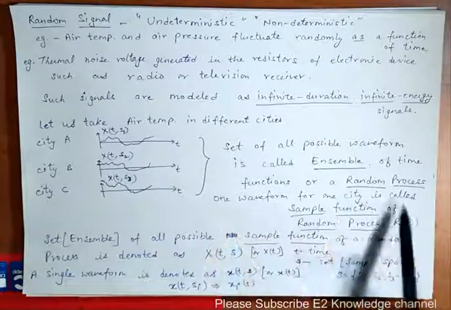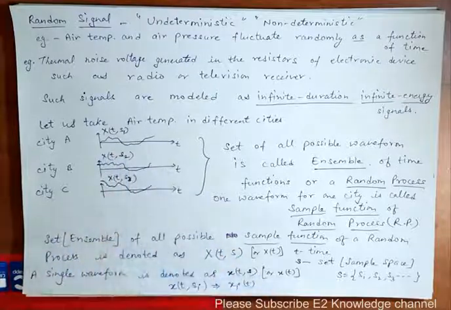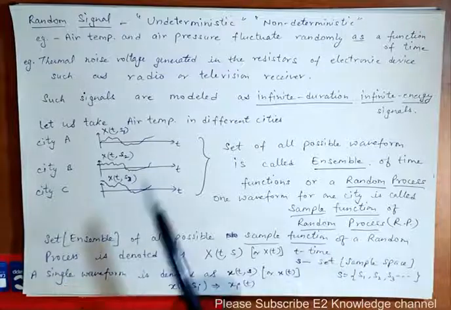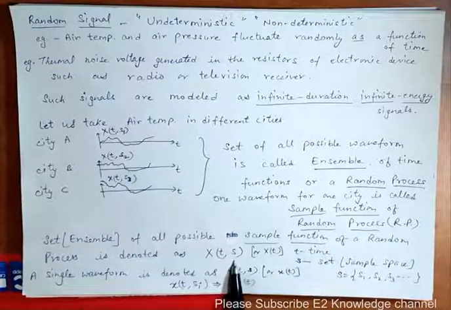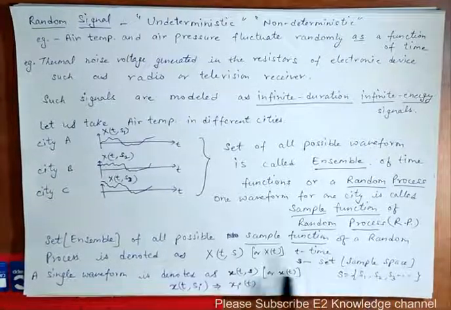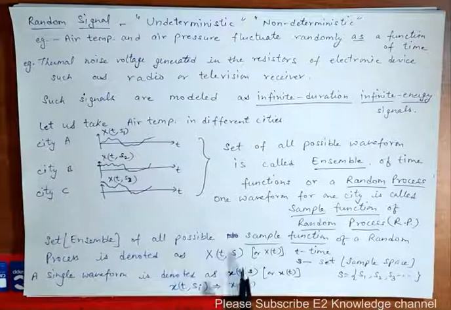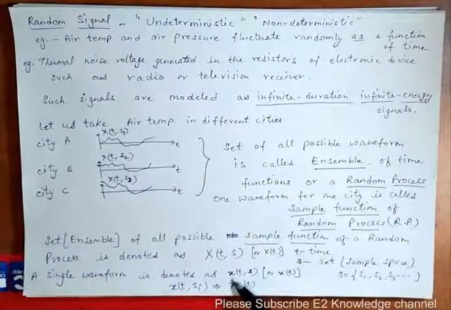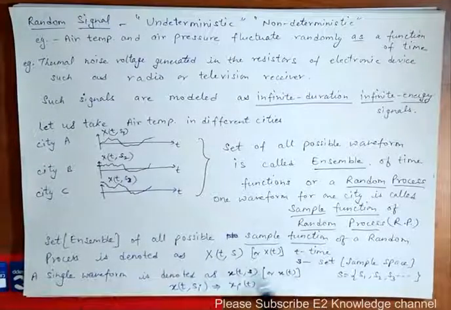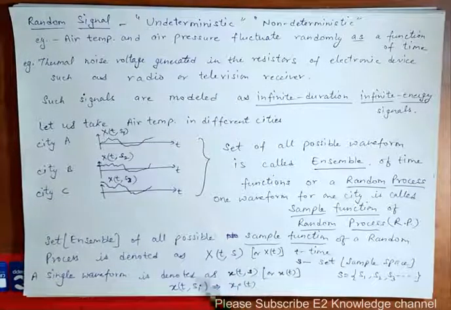One waveform for one city is called a sample function. There are n sample functions; here 3 sample functions are there. And the complete set of these sample functions is known as a random process, which is denoted by X(t, S) or generally X(t), where S is for set or sample space. That is for S1, S2, S3. Here only 3 cases are there. And a single waveform can be represented by small x, a dummy variable, x(t, S) or x(t) in short form. There are different kinds of representation: x(t, Si) and xi(t).